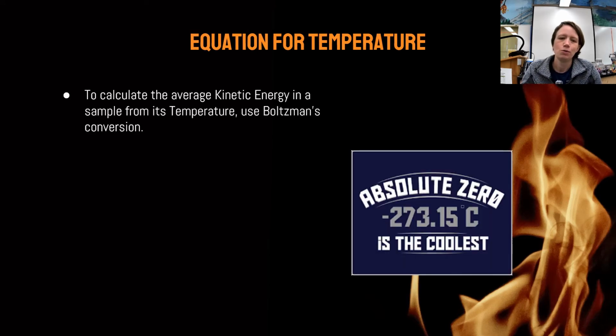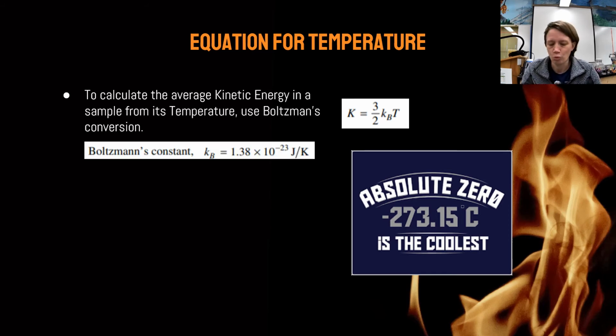So if you knew the temperature, which is pretty easy to measure using a thermometer, we can actually calculate the kinetic energy of a gas sample from this temperature. There is a conversion known as Boltzmann's conversion, and this is on your equation sheet. It basically says that the average kinetic energy of a sample of gas is equal to 3/2 times this weird random number, 1.38 times 10 to the negative 23rd, times the temperature.